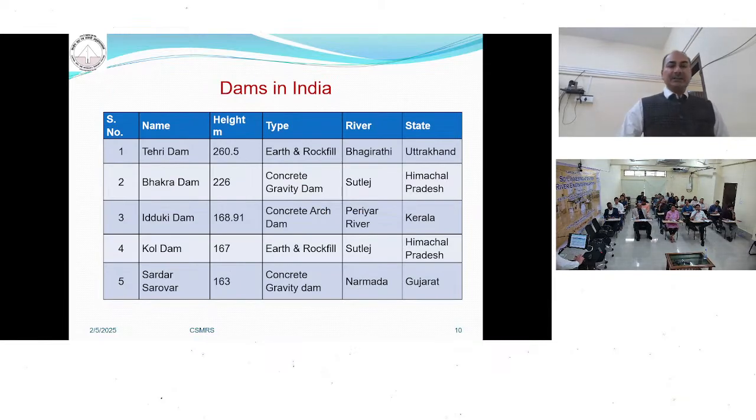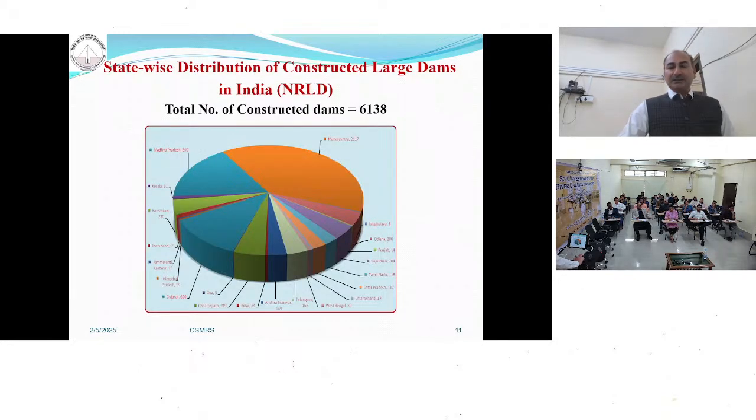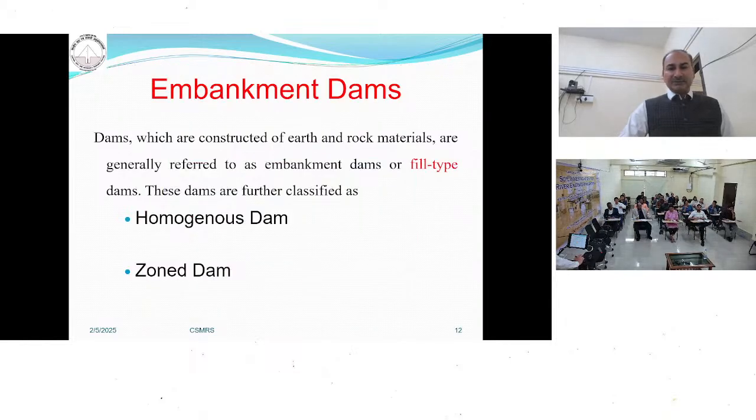If you talk about India, there is certain data. The highest dams are Tehri, Bhakra, Idukki, Koyna, Sardar Sarovar. This you have already seen in the previous lecture.